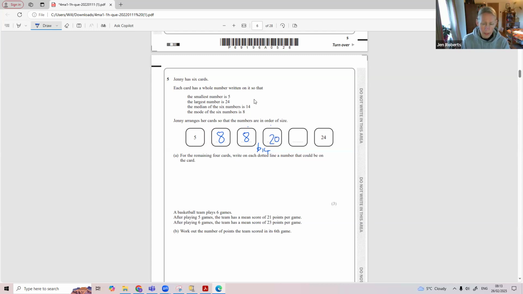So putting a 20 there would give you a median of 14, because 20 add 8 divided by 2 gives you 14. The middle number between 8 and 20 is 14. And you can add any number here, really, so 21.